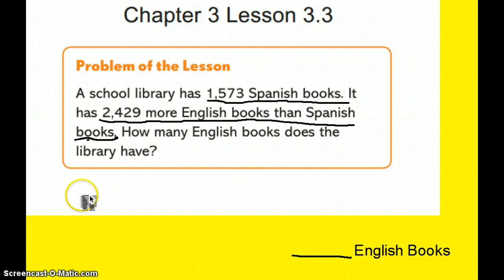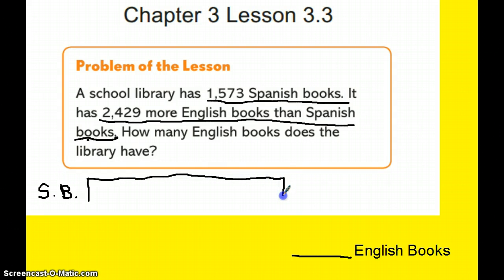The next thing I'm going to do is create my bar model. This will help me visualize the problem. So I'm going to make a label SB for Spanish books, and there were 1,573 Spanish books. So I'm going to create a bar to show that value. I'm going to write the value inside of that bar. So it's 1,573.